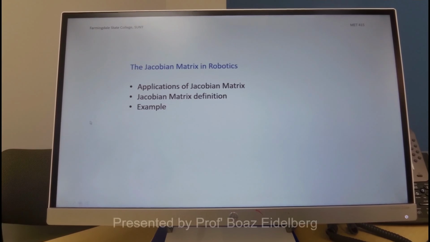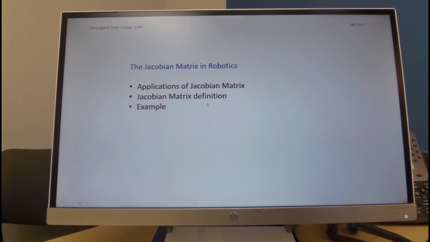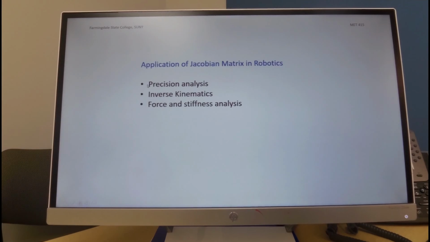We will take a look at different applications of the Jacobian Matrix in robotics. We look at its definition, and also we look at an example. We will use the Jacobian Matrix in precision analysis of robots, inverse kinematics, and force and stiffness analysis.